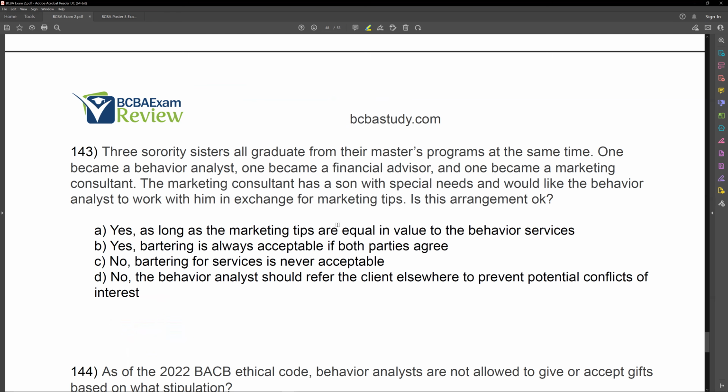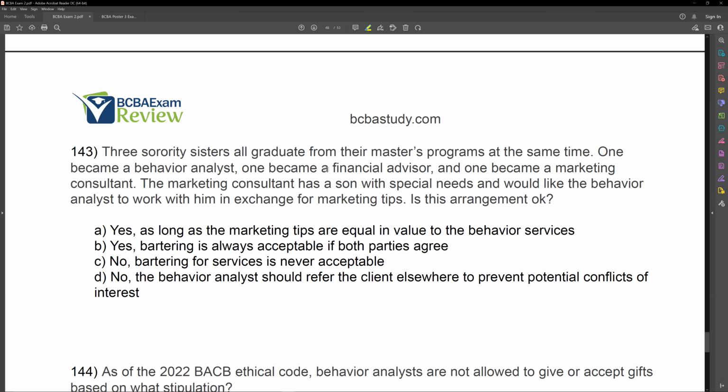Well, first off, what type of arrangement is it? Well, in the eyes of the board, it's a bartering. When we exchange our services for other things, maybe other than money, we are bartering for our services. So is that okay to barter? Absolutely. Bartering is fine, but there are stipulations.